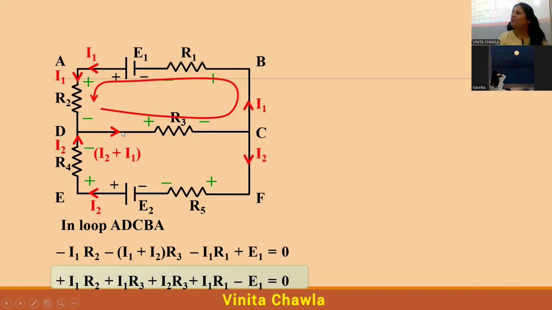Okay, current becomes I1 plus I2. Now this current is again going through this resistor R3. Through resistor R3, the value of current is I1 plus I2. Again, current is leaving from the negative of R3. That's why we are taking the sign minus. Okay, and goes to C.